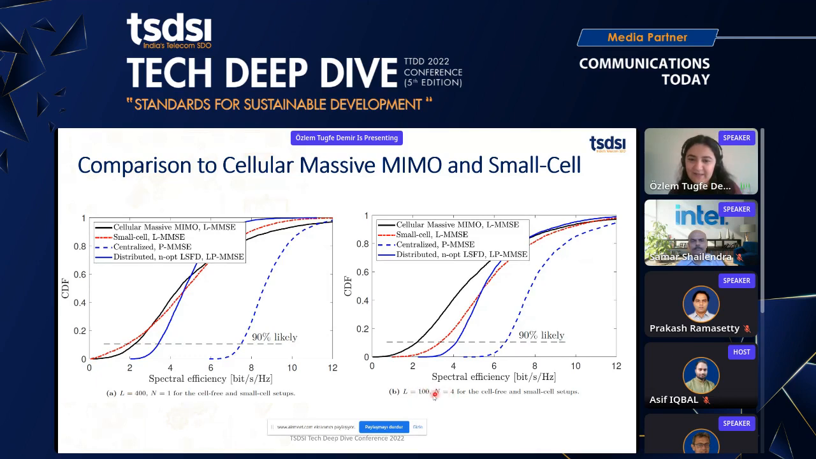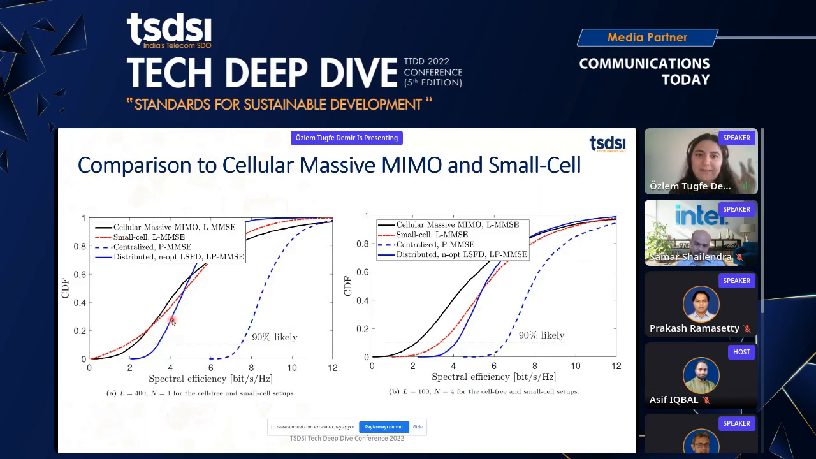In the second figure, there are fewer access points in the cell-free massive MIMO and also small cell, but a larger number of antennas at each access point. And we are here comparing both centralized and distributed operation, also with the best processing schemes in small cell, where there is only one access point serving each user, and also cellular massive MIMO. We benefit from the massive MIMO technology, but again, we have a cellular structure.